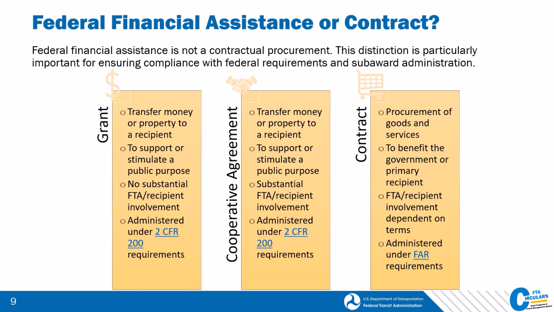However, grants and cooperative agreements transfer money or property to a recipient or subrecipient to serve a public purpose, and the actions are tied to a financial assistance program permitted under law. So they're much tighter in terms of what the environment would be that a grant recipient or a subrecipient would receive.